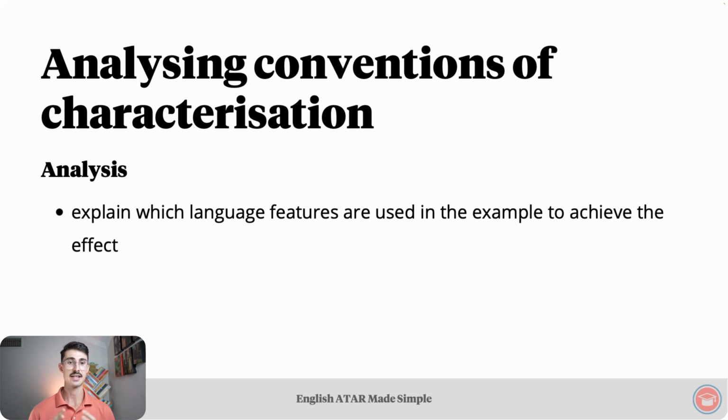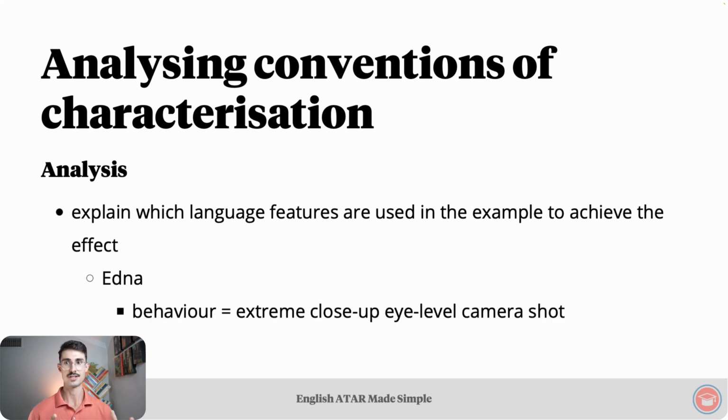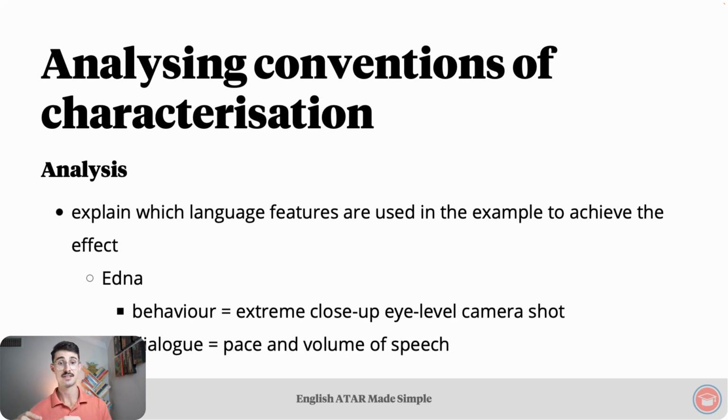Next step in the analysis, explain which language features are used in the example to achieve the effect. With Edna, behavior, an extreme close-up, eye-level camera shot depicts the determination in Edna's eyes and portrays her to be a force to be reckoned with, despite her small stature relative to Mr. Incredible. Ultimately, this has the effect of silencing Mr. Incredible's voice and ensuring that her own viewpoint prevails. Then there's the dialogue. Specifically, the pace and volume of her speech makes her sound quite assertive and conclusive, as though Mr. Incredible's viewpoint is just completely irrelevant.